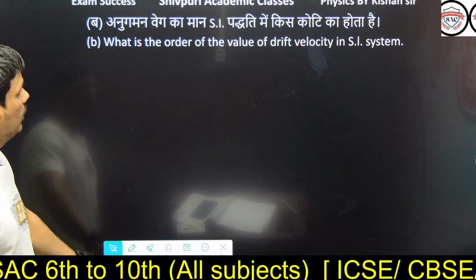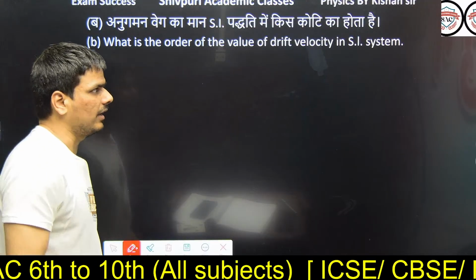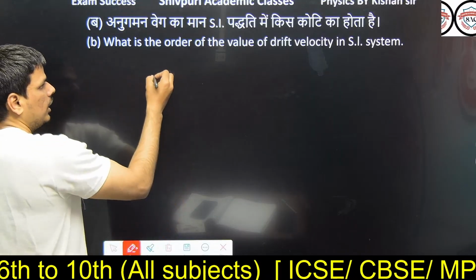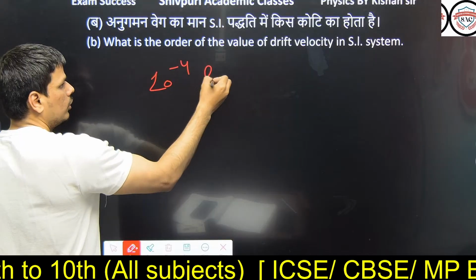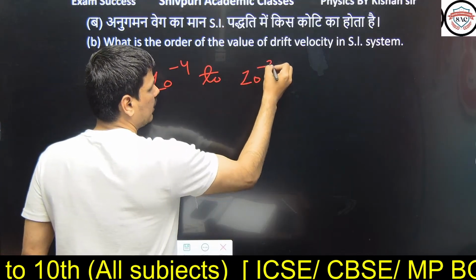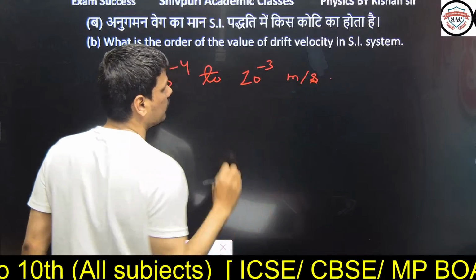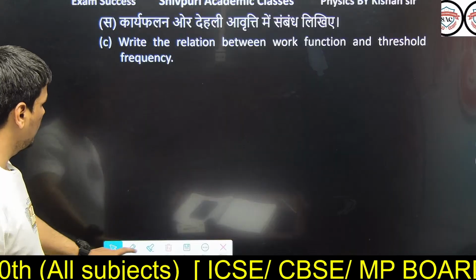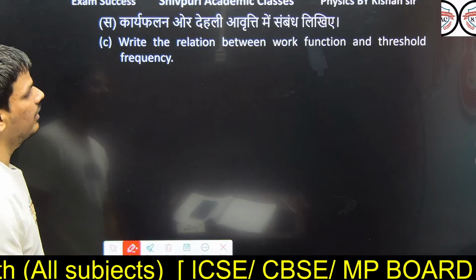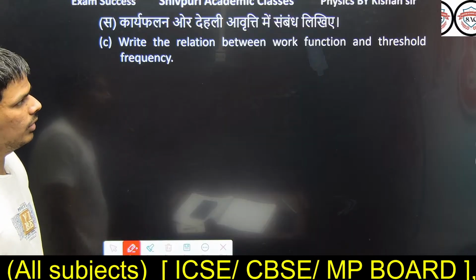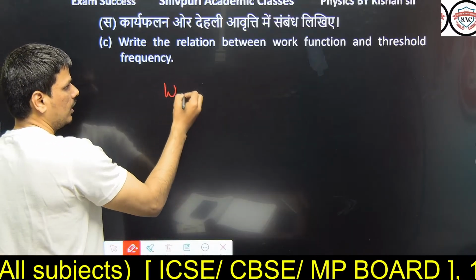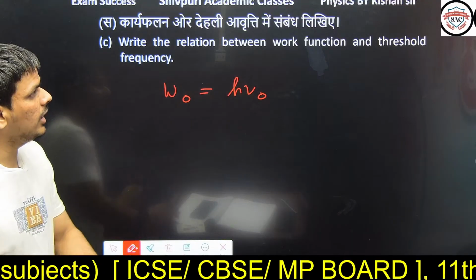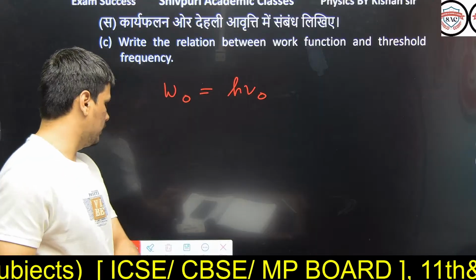Okay, now the question is, what is the value of drift velocity in SI system? Drift velocity is much less than the thermal velocity, so it should be in the order of 10 raised to power minus 4 to 10 raised to power minus 3 meter per second. Okay, so we should move towards the next question. Write the relation between work function and threshold frequency. So for the work function, W naught equals h nu naught. This is the relation between the work function and threshold frequency.